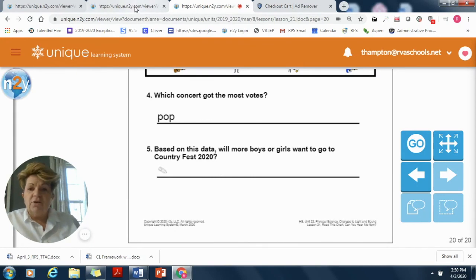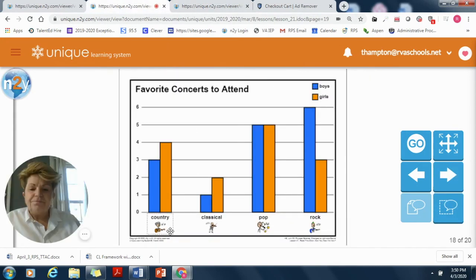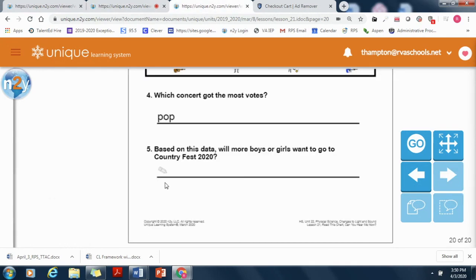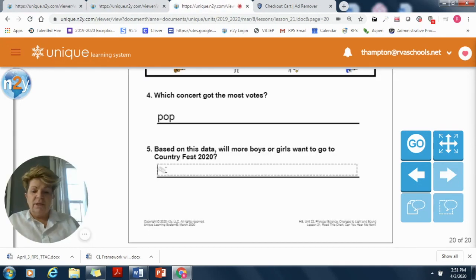So let's go back to our chart. Let's look at country. We had 3 boys, 4 girls. So which is more likely to go to a country fest celebration in 2020, boys or girls? You're absolutely right. It is the girls who are more likely to go to the celebration than the boys.